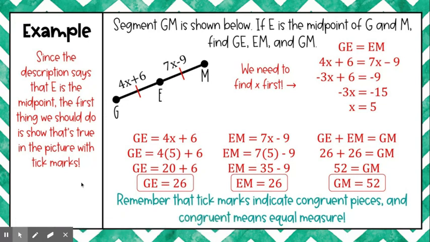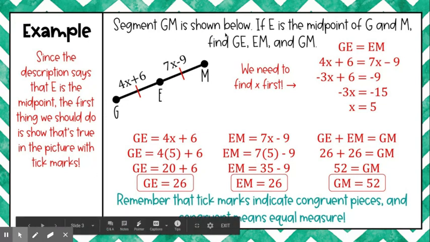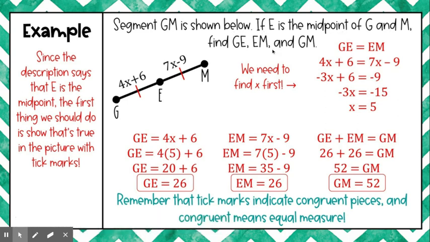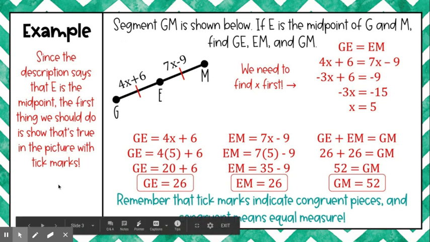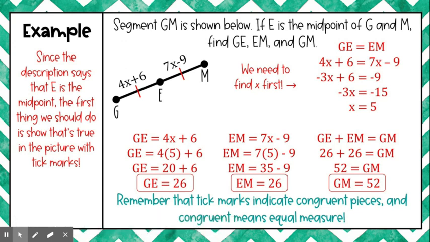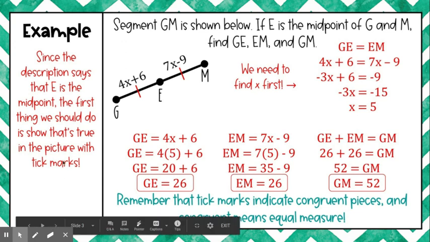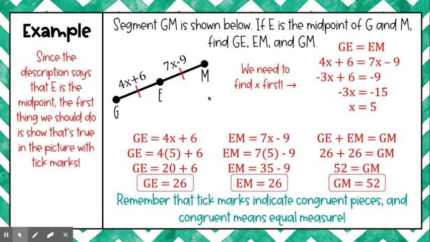Here's a great example. We have segment GM that is shown below. If E is the midpoint of G and M, we want to find all of these measures. So we want to find GE, EM, and GM. If we look over here in this column, it says since the description says that E is the midpoint, the first thing we should do is show that it's true in the picture by making the tick marks. So here we have a tick mark here and a tick mark here. Perfect.